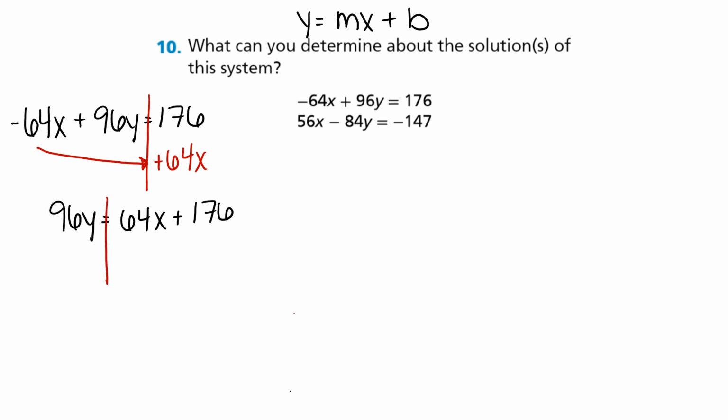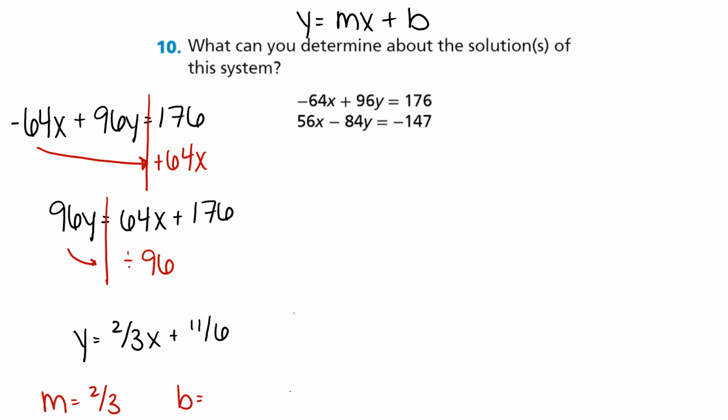In order to isolate the variable and get the y by itself, we are going to divide by the 96. On your calculator, when you divide 64 by 96, you end up with a repeating decimal of 2/3. So we have y equals 2/3 x. We also divide the 176 by the 96, which again gets you a repeating decimal. As a fraction, you would write it as 11/6. So our slope is going to be our 2/3 x, and our y-intercept is going to be the 11/6.